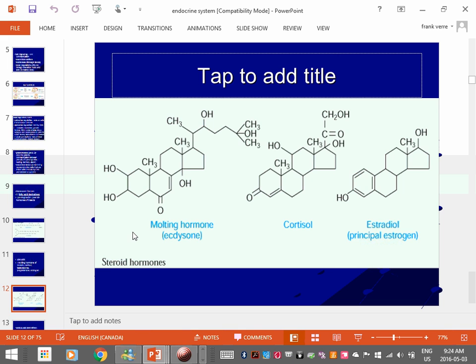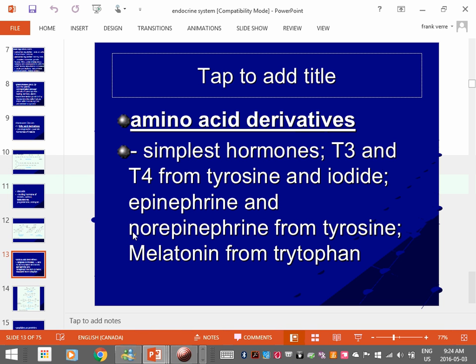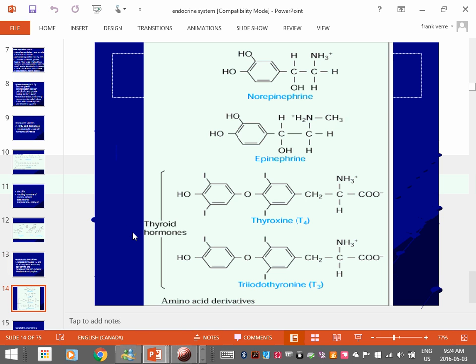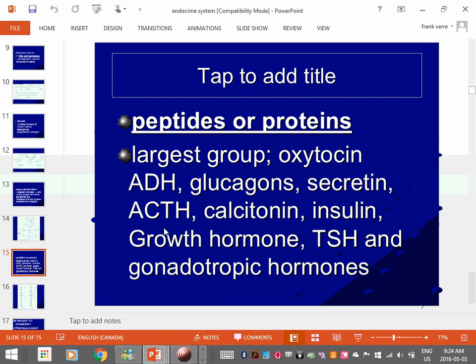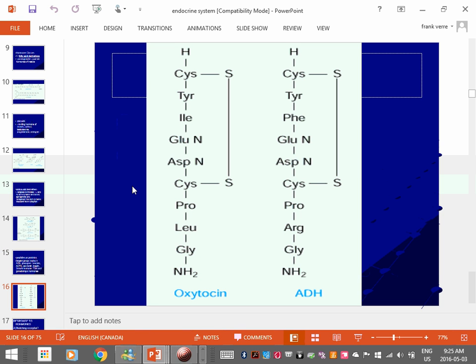Then we have the other types of hormones, the amino acid derivatives. Here are some examples. Epinephrine is the same as adrenaline. And here's their structure. So there are some examples. We'll talk about the thyroid hormones later on, not today. And then we have the larger protein hormones. And here are some examples, like ADH that we talked about with osmoregulation, insulin. These are examples of protein hormones. We already looked at oxytocin.